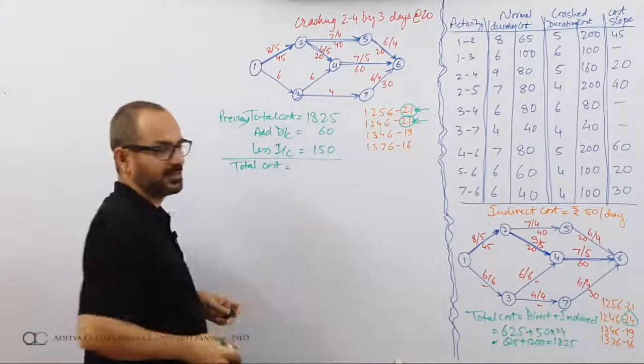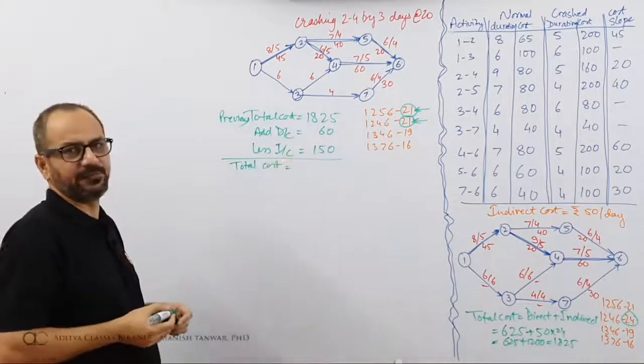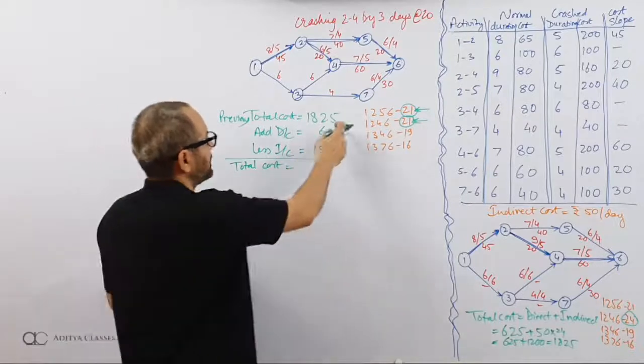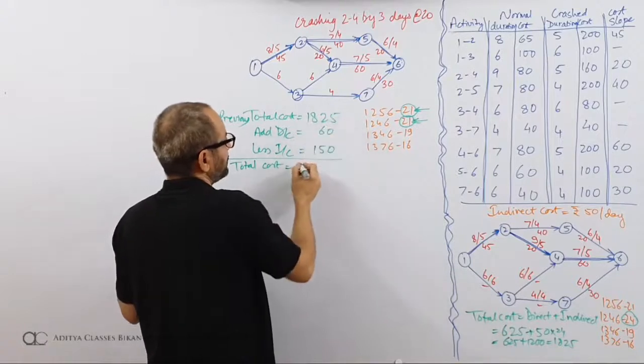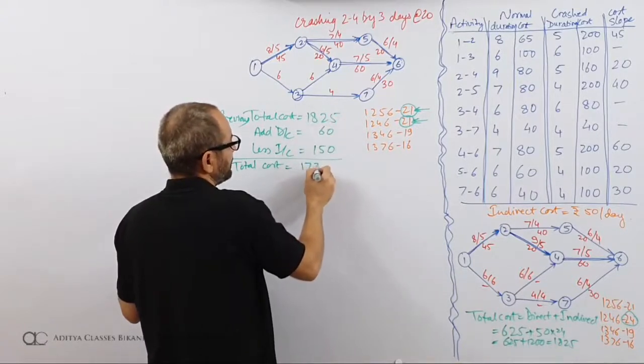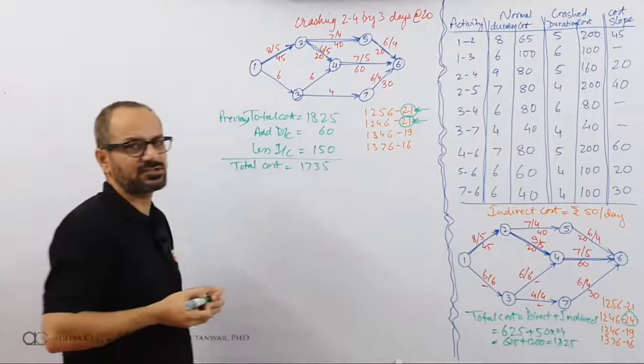So what is my total cost? 1825 plus 60 minus 150. So there is a net decrease of, we can say, 90 rupees. So net decrease of 90 rupees results in 1735. Now my total cost is 1735.